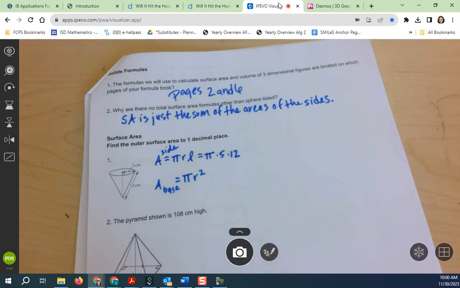If it says 1 decimal place, they don't want you to answer in terms of pi, so you won't get an answer like 60 pi. You'll just get an answer with a decimal place in it.